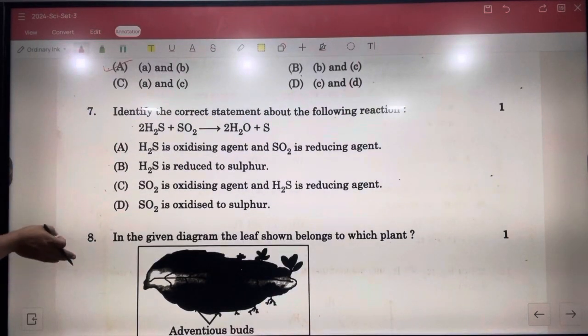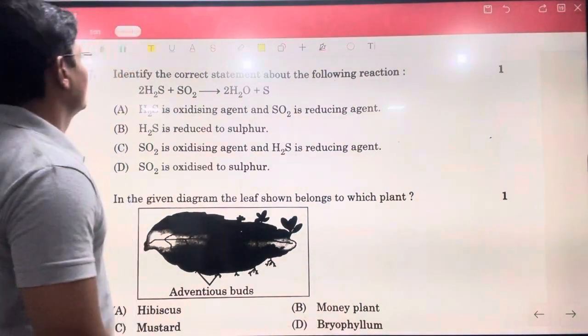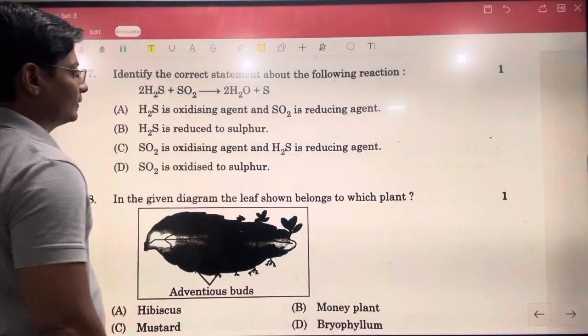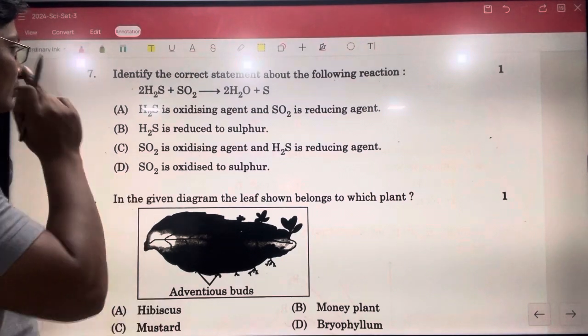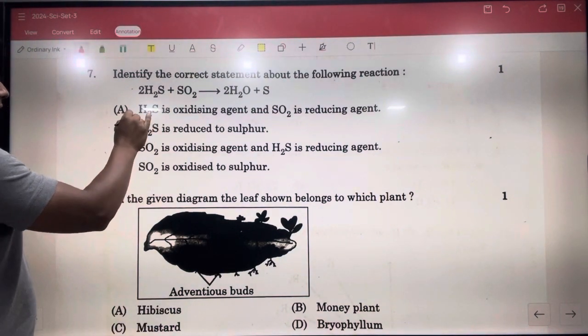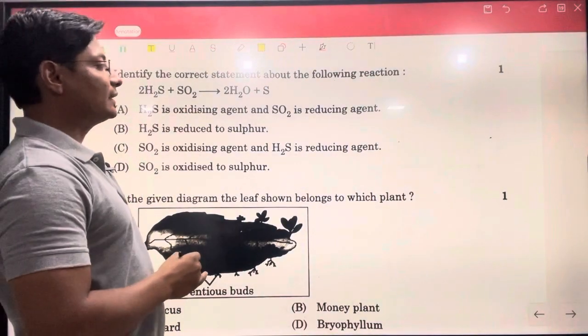Fine. Then question number 7. Identify the correct statement about the following reaction. Here 2H2S plus SO2 makes 2H2O plus S. So there is an oxidation and reduction reaction taking place. Based on that they have given options, which of these: H2S is the oxidizing agent and SO2 is the reducing agent.